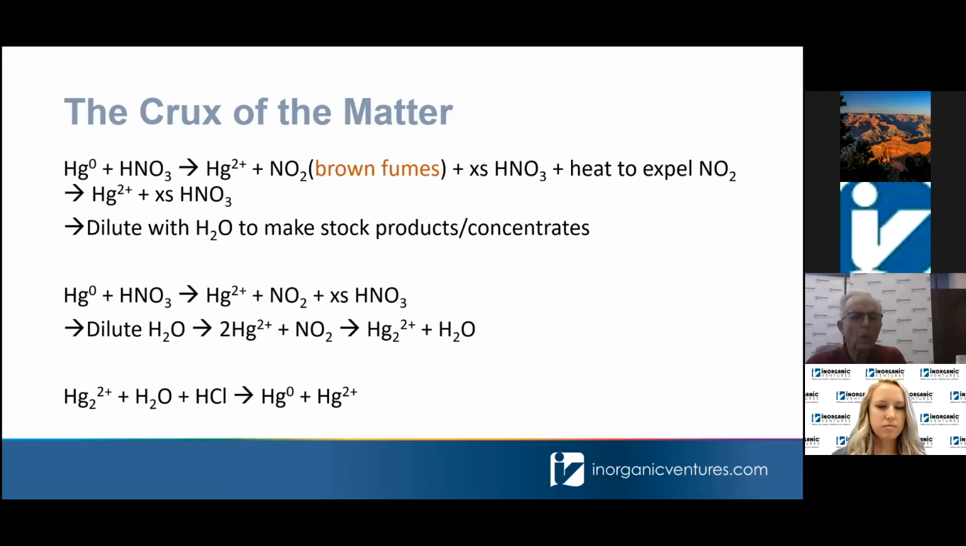Now, we know that our mercury is good if we get our EDTA and ICP results to agree. If there's a little bit of elemental mercury in the blend, the EDTA results will be low.